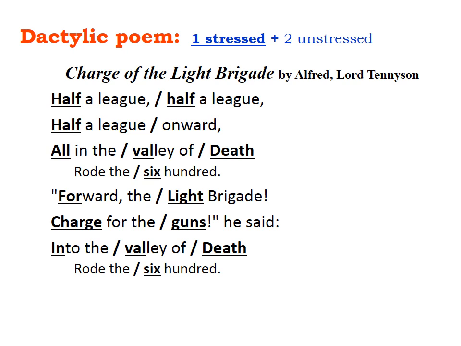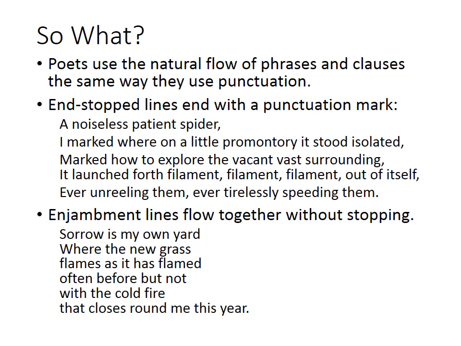So again, the obnoxious insight in this poem is that Tennyson used dactylic meter to replicate the galloping sound of horses, and it links to meaning because these soldiers are basically riding to their death. And so the form of the poem matches the content. We're always wondering, so what?